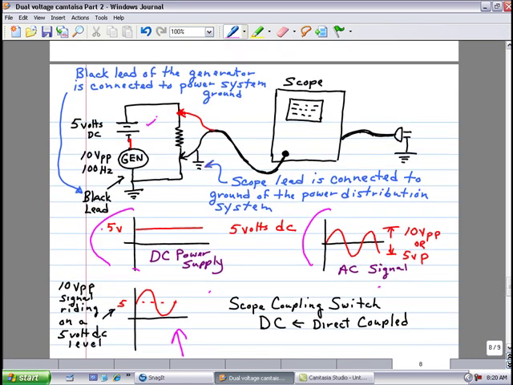Next, you're going to switch around the polarity of the DC power supply and see that you can have an AC signal riding on a negative DC voltage level.